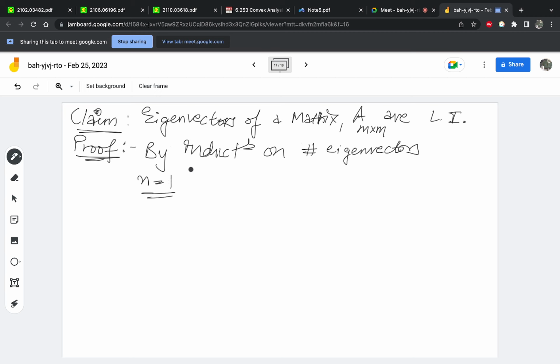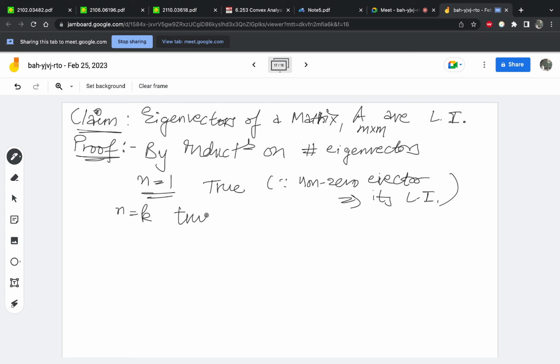Let's say I have only one eigenvector for this matrix that I'm taking, will it be linearly independent? It's a vacuous statement, right? It's just one, so it's trivially true. Because a non-zero eigenvector implies it's linearly independent. It's just vacuously true. Now let's say n equals k is true. This is our induction hypothesis.